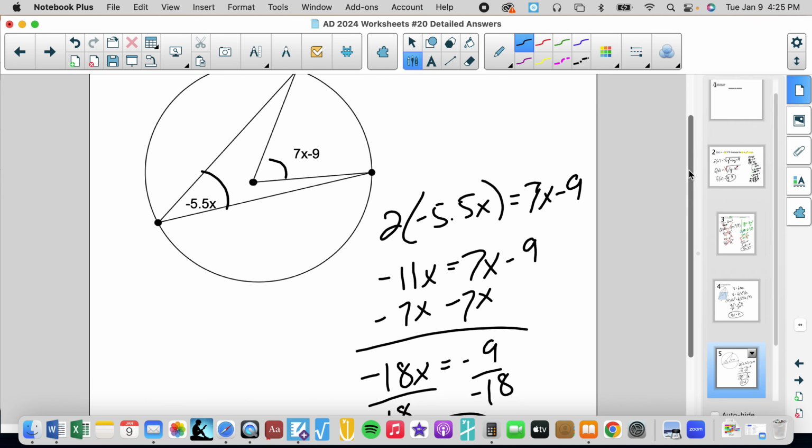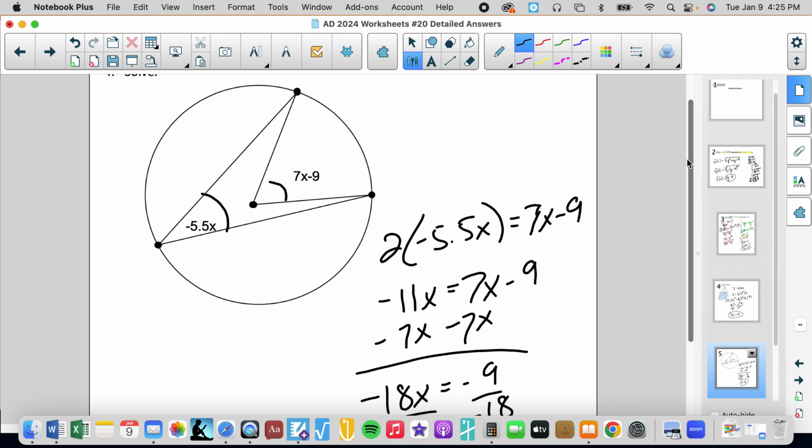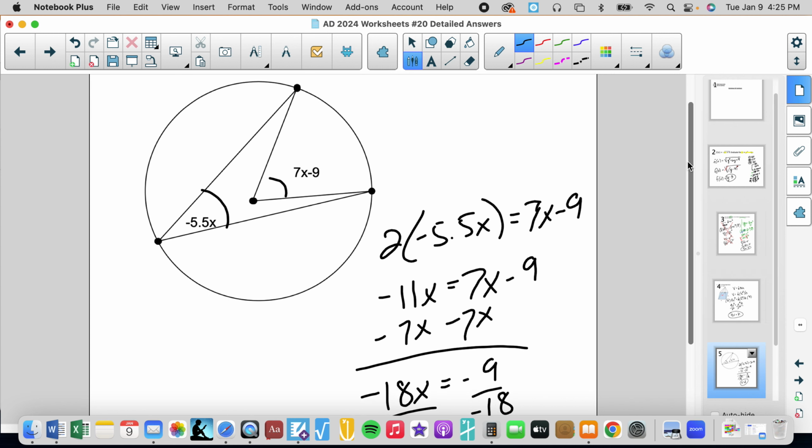Did I do that right? It says x is 2. I don't think the inscribed angle is half. If we double that, it should be equal to that. Well, we shouldn't have to double 7x minus 9 to get that. Is that not drawn to scale? Pretty sure about the central angle and the inscribed angle.